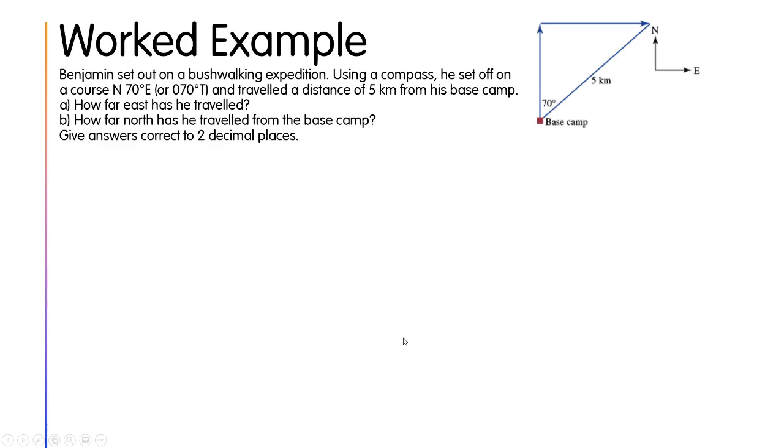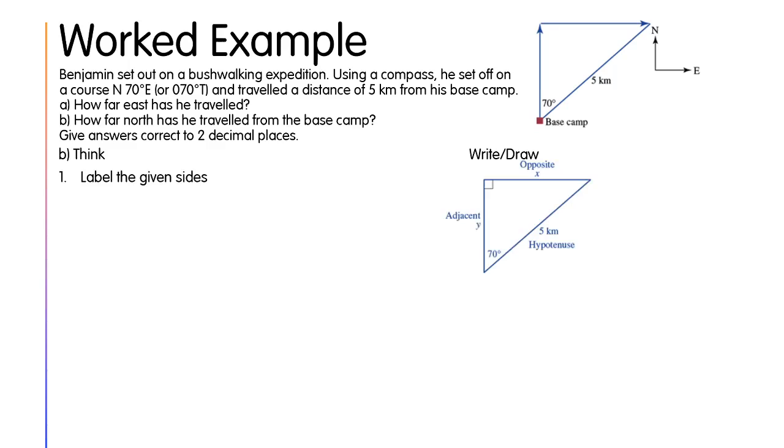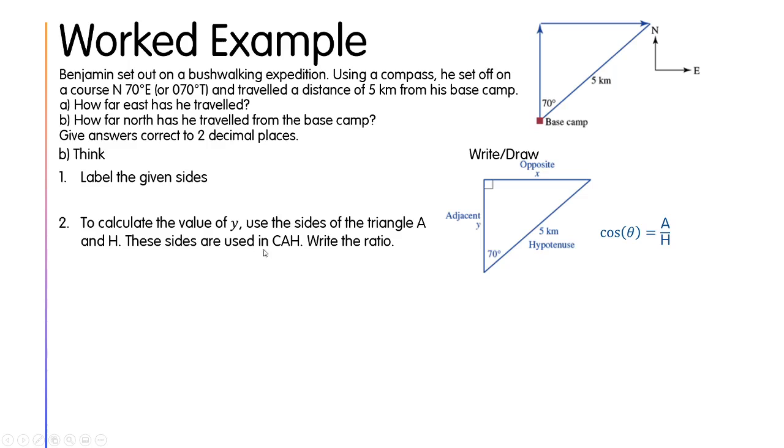So for part B, we go through the same steps. We draw the diagram. Now, we already had this diagram. As you'd be doing this in your book, you'd only have to draw it once. You wouldn't have to draw it for both parts. Next, we want adjacent and hypotenuse, so we're using CAH, which is cos of the angle equals adjacent over hypotenuse.